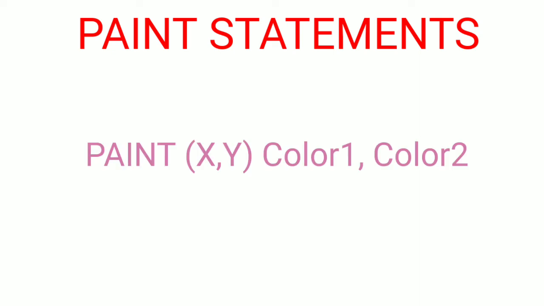And next, the paint statement. The paint statement fills a graphic area with a specific color. The syntax is PAINT (x, y), color 1, color 2. Color 1 denotes the fill color and color 2 tells when to stop painting. That is, when the paint statement reaches a pixel of color 2, it stops painting.